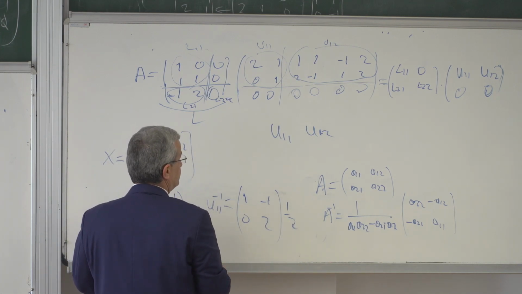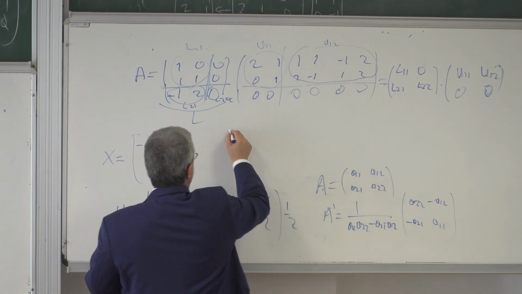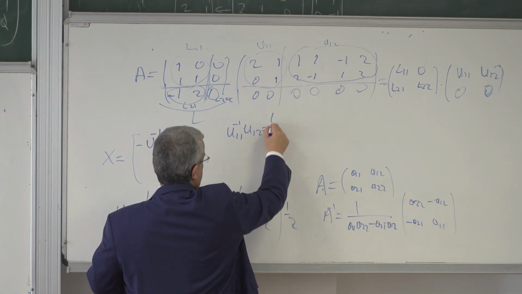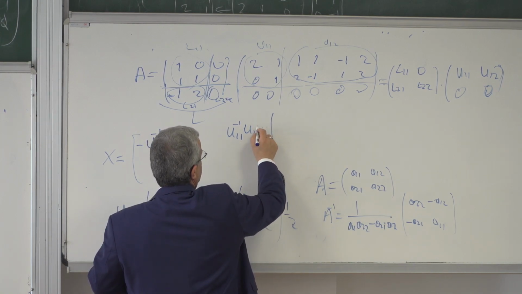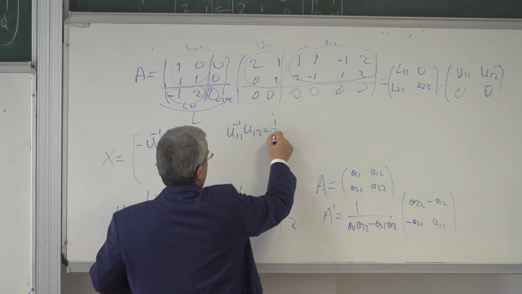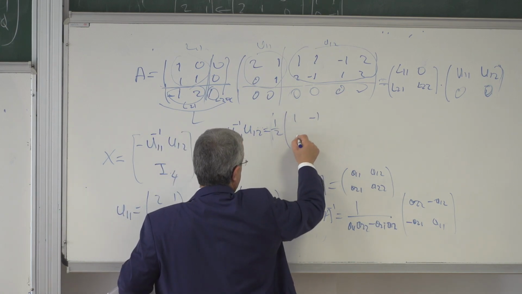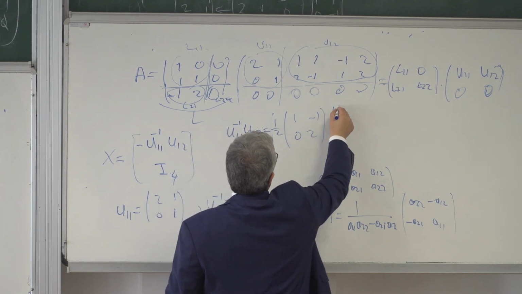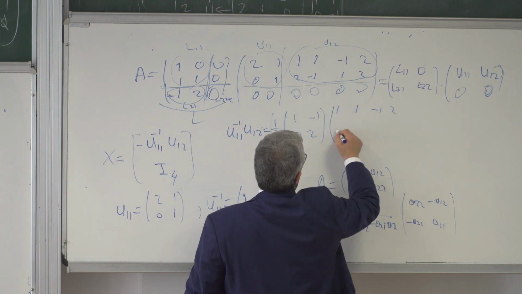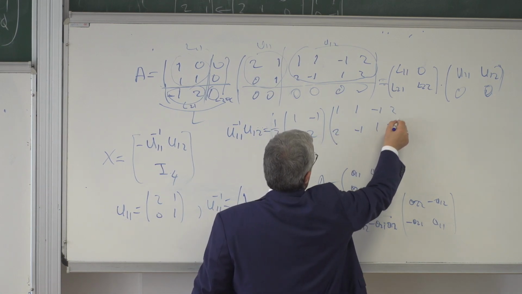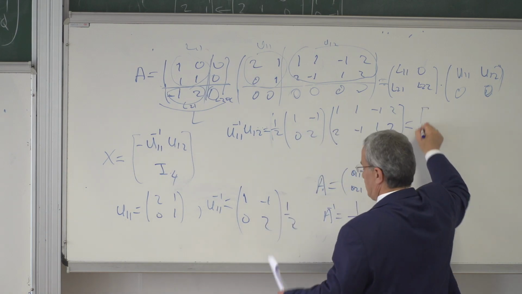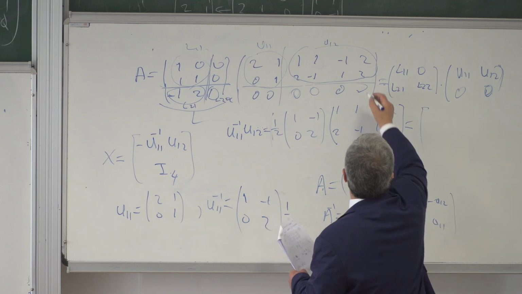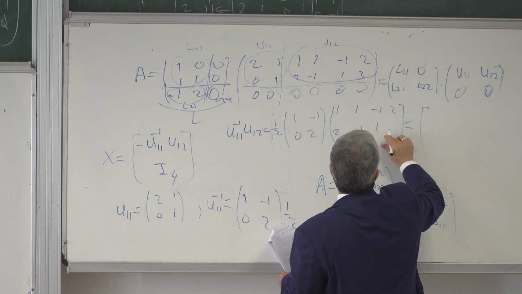So let me just do it here. U11 inverse U12 is, okay, 1/2, 1 minus 1, 0, 2, and U12 is 1, 1, minus 1, 2, 2, minus 1, 1, 2. That is equal to, this is not 2, this is 3. Okay?